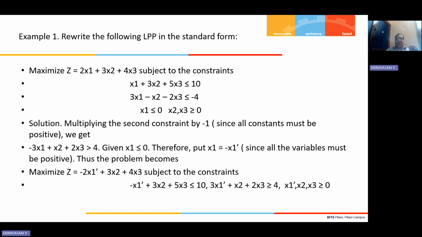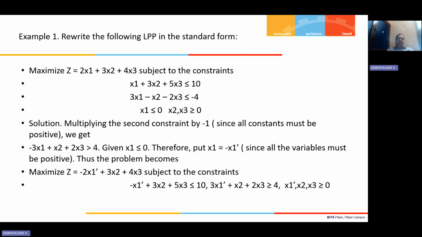The question is: maximize z equal to the objective function 2x1 plus 3x2 plus 4x3, subject to the constraints x1 plus 3x2 plus 5x3 less than or equal to 10; 3x1 minus x2 minus 2x3 less than or equal to minus 4; x1 less than or equal to 0; x2, x3 greater than or equal to 0.